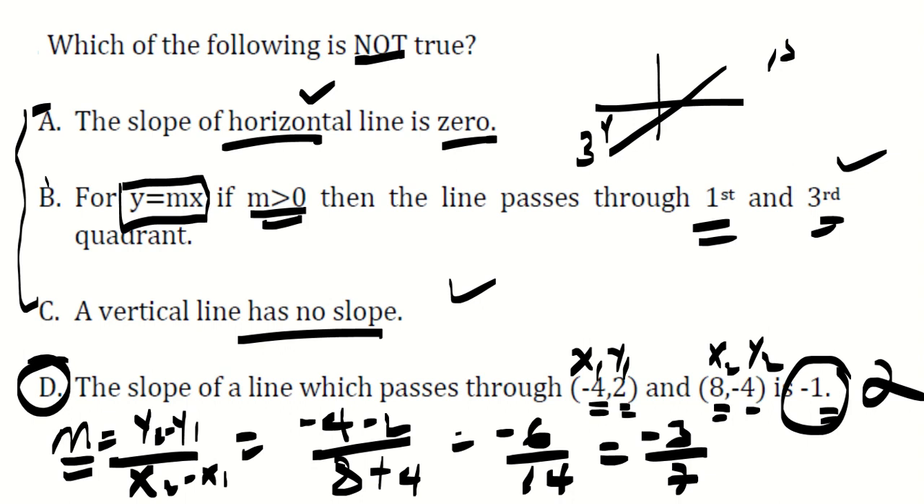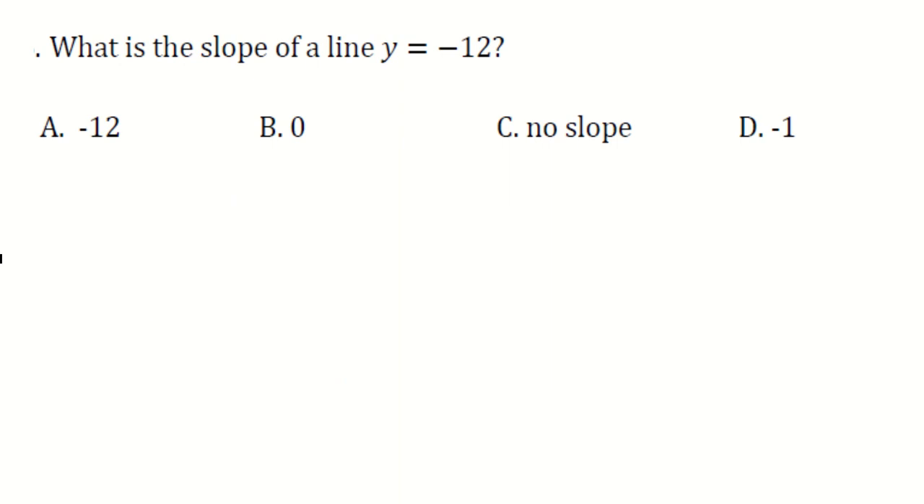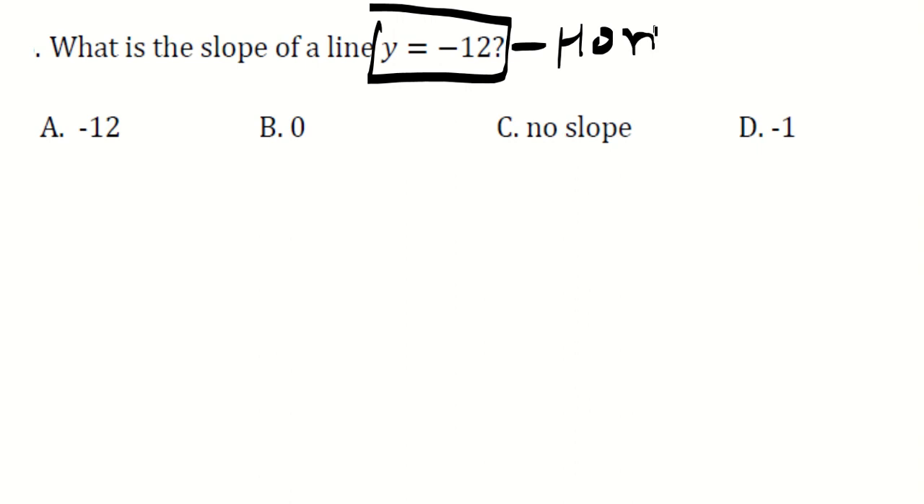Very good. This question is a very nice question because every choice will be explained. It has a lot of concepts. Okay, let's continue with the next one. What is the slope of y equals -12? y equals -12 is a horizontal line.